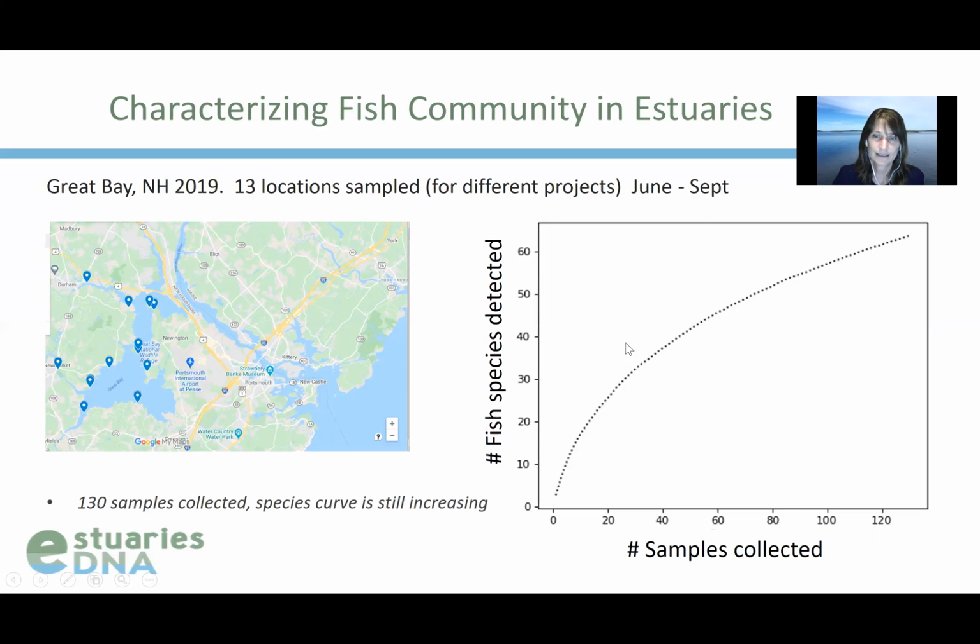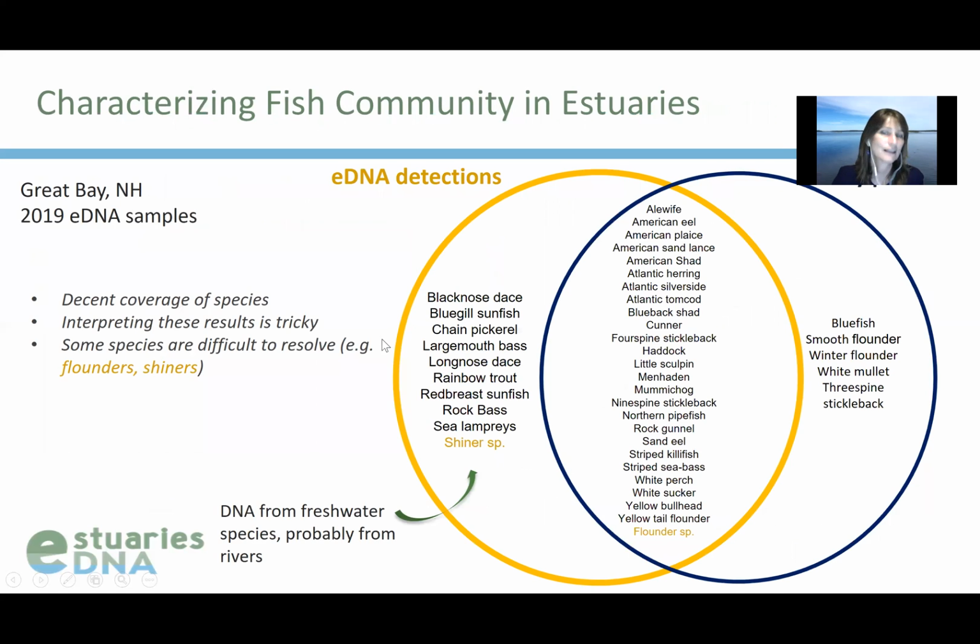So we took that information and tried to look at it a little more closely and understand what species we're detecting. These are the fish species that we expect to see present in Great Bay. In this blue circle are species that are likely to be present, and the yellow are species that we detected with eDNA in 2019. And you can see that there's a lot of overlap. All of the common species were detected.